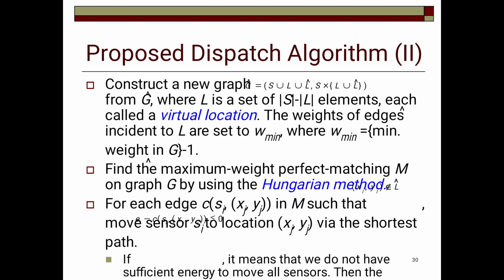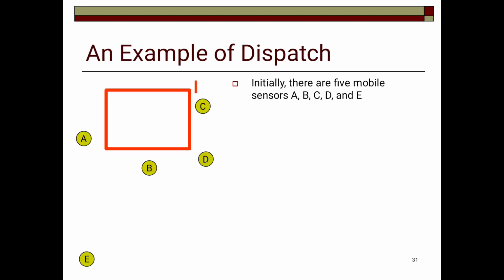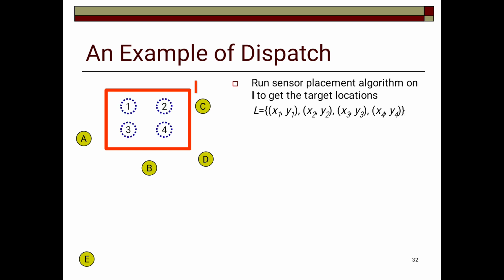You see, there are 5 sensors A, B, C, D, E. 4 of them are close to the area of interest. All the 5 are mobile sensors and all of them are placed outside the area of interest. Now we need to bring them in. The area of interest can accommodate 4 sensors. So obviously the ones near to it will be brought.